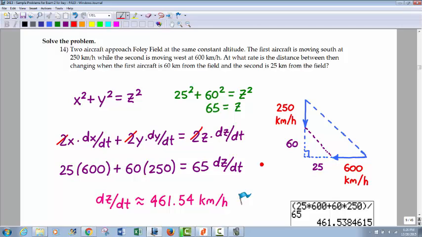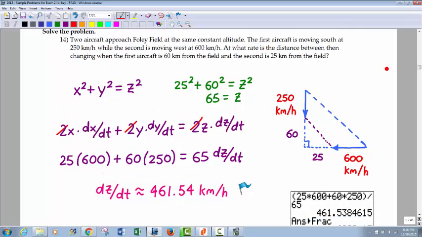So let's see. First aircraft is moving south at 260 meters per hour, kilometers per hour, and the west coming to 600 kilometers per hour. At what rate is the distance between them changing when the first aircraft is 60 kilometers from the field and the second is 25 kilometers from the field?